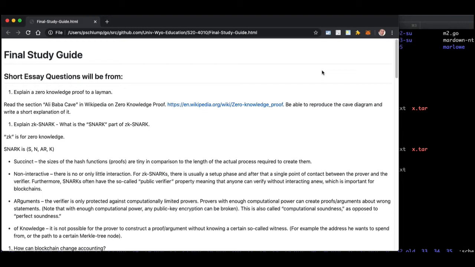And for the rest of you, including the graduate students, for the final, let's kind of run through these things. You should be able to explain what a zero knowledge proof is, and I put a link in there to Wikipedia. If you want to go read that, there is a nice explanation, but you ought to be able to give a layman's explanation of what a zero knowledge proof is and be aware of it.